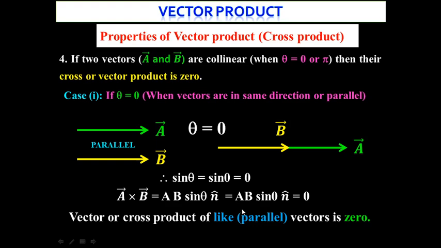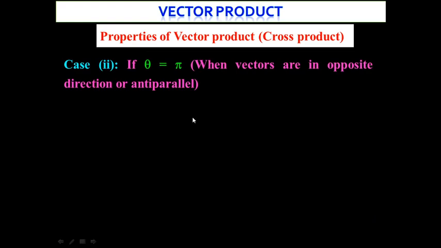Okay, now we will consider case 2, when the vectors are anti-parallel, going in opposite direction. What about the angle theta when vectors are opposite? In case 2, if vectors are in opposite direction or anti-parallel, the angle between them is 180, that is theta is 180. So we will see by pictorial diagram.